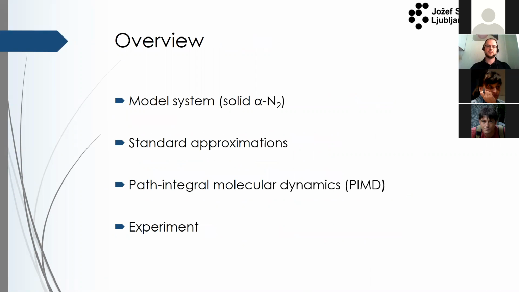Okay, so overview of this talk. The main part of the talk is we'll look at a model system, in this case solid nitrogen. We'll introduce some standard approximations that people have developed to approximate the full quantum mechanical picture. And then we'll go to the full quantum mechanical treatment using path integral molecular dynamics, which is a very specific technique that's now becoming quite well established in the field of quantum chemistry, actually, but not yet in physics as much, especially not in MUSR. And then I'll compare the results with the experiment.